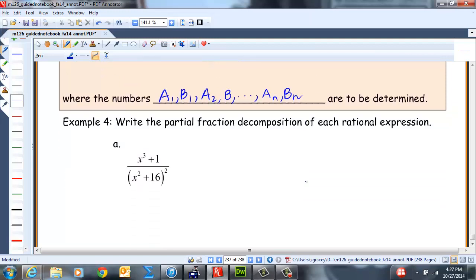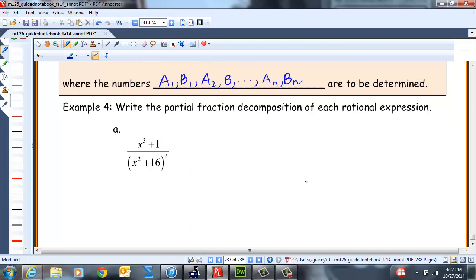Okay, so here we go, right? The partial fraction decomposition. So we have x squared plus 16, it's quadratic, and it's raised to the second power. So this will be a1x plus b1 over x squared plus 16 all to the 1 power. And then we'll have a2x plus b2 over x squared plus 16 squared.